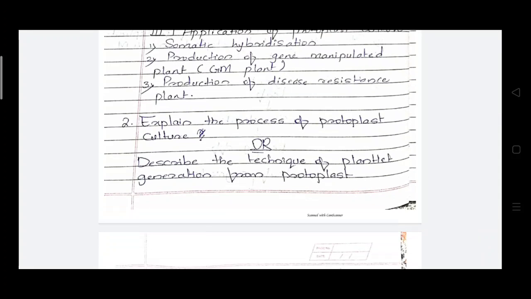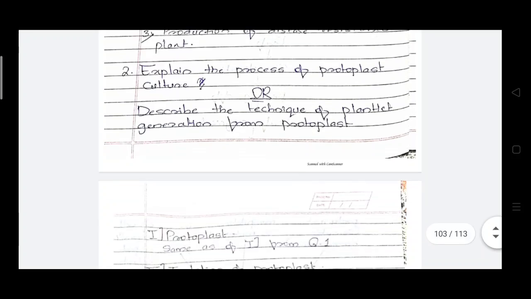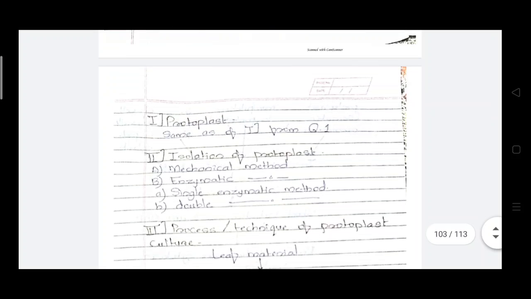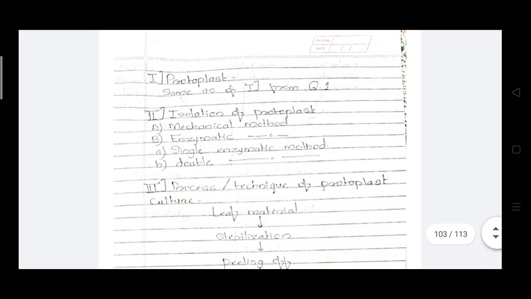Hello students, the next question is: express the process of protoplast culture, or describe the techniques of plantlet generation from protoplast. So, protoplast introduction: as you write from question 1, the same information you have to write in this question. Then, isolation of protoplast.